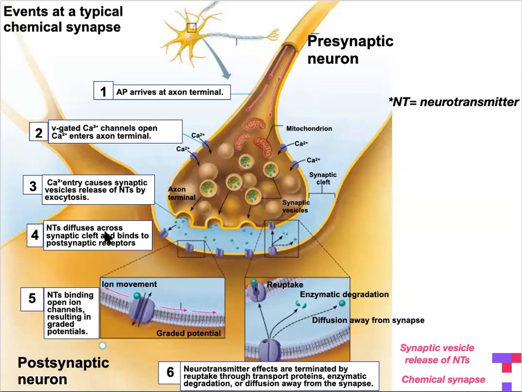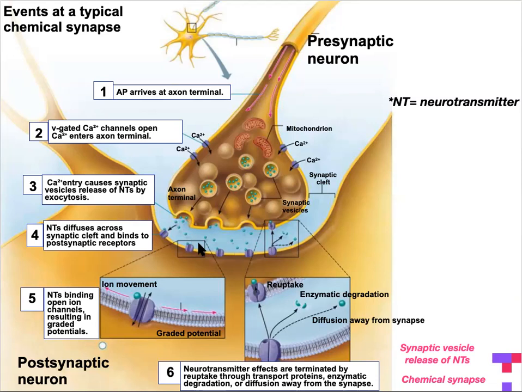From here on, the neurotransmitters then diffuse across the synaptic cleft and bind to the postsynaptic receptors. Because diffusion takes time, especially in comparison to the conduction rate of an action potential, this is why we mentioned a few minutes ago that the more synapses you have, the slower that information will get transmitted.